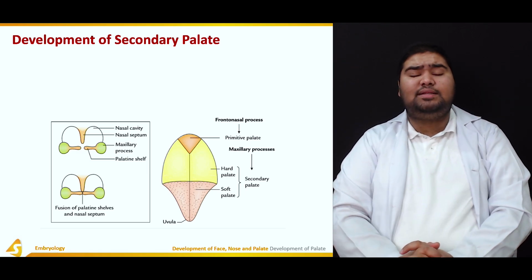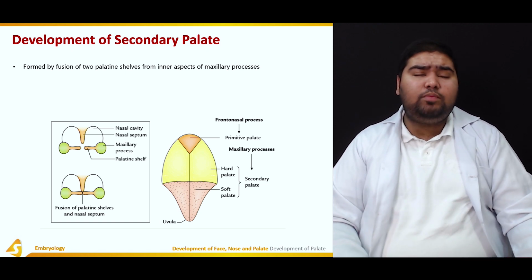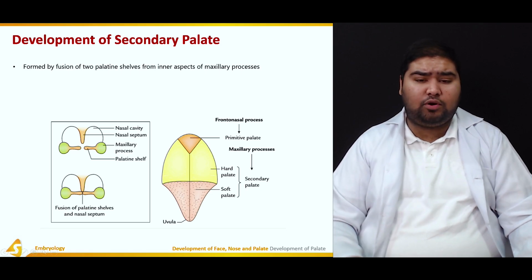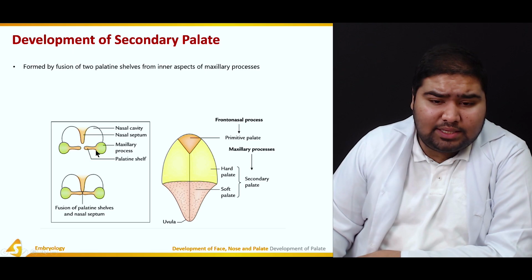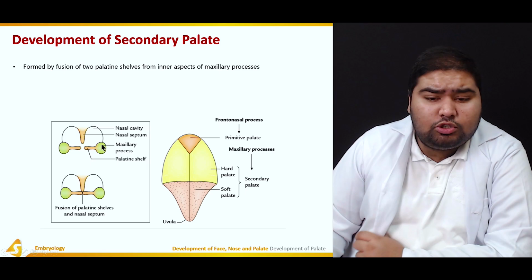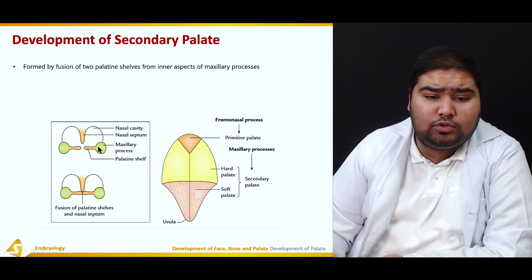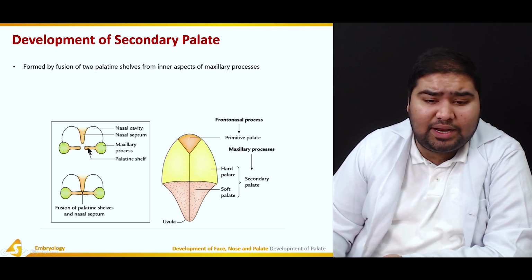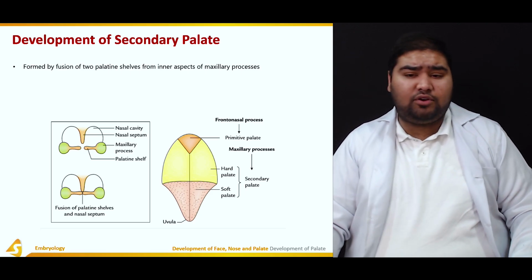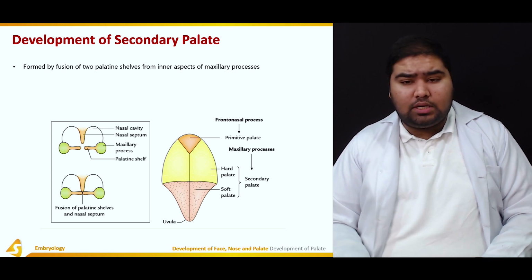We have established that the secondary palate develops from the fusion of the two palatine shelves of the inner aspect of the maxillary process. So these are the maxillary processes. This is the nasal cavity, the nasal septum. So the fusion of the two maxillary processes, the palatine shelves. These are the palatine shelves, which are horizontal thickenings of mesenchyme originating from the maxillary process. The fusion of them in the midline forms the secondary palate.